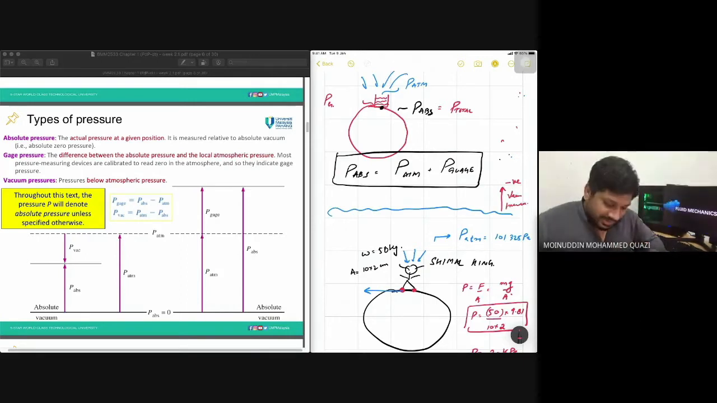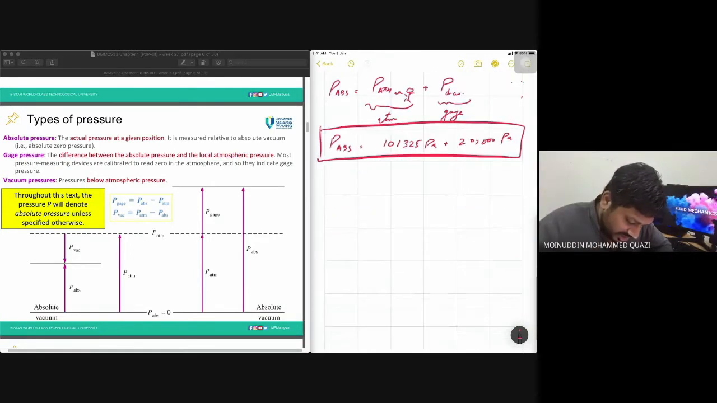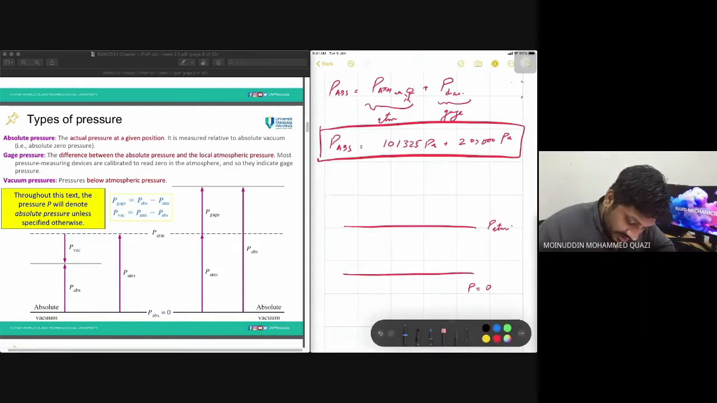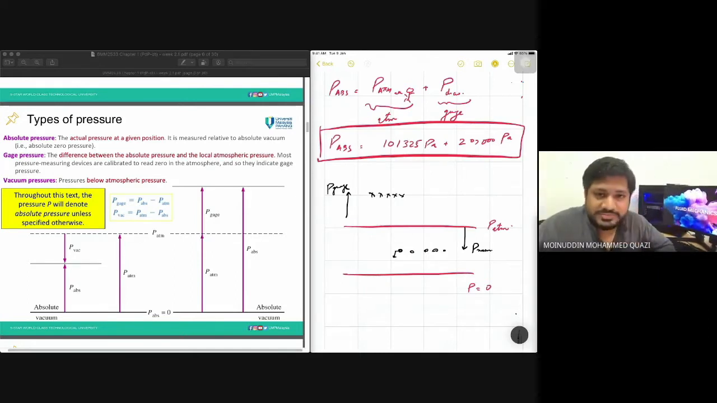Okay. So that is why when we talk about vacuum, we have here pressure equal to 0. Here we've got atmospheric pressure. So now you are in this area, not in this area. Here it's gauge pressure, P gauge. Here is vacuum pressure, P vacuum.